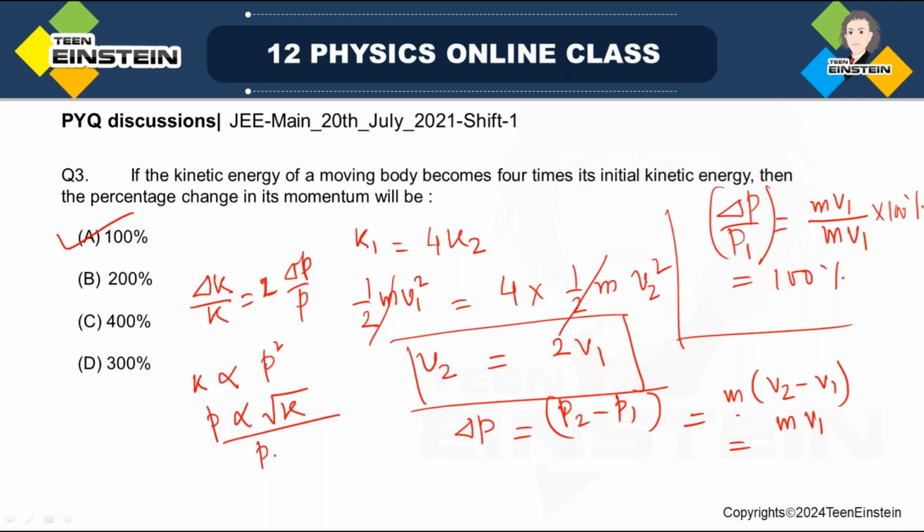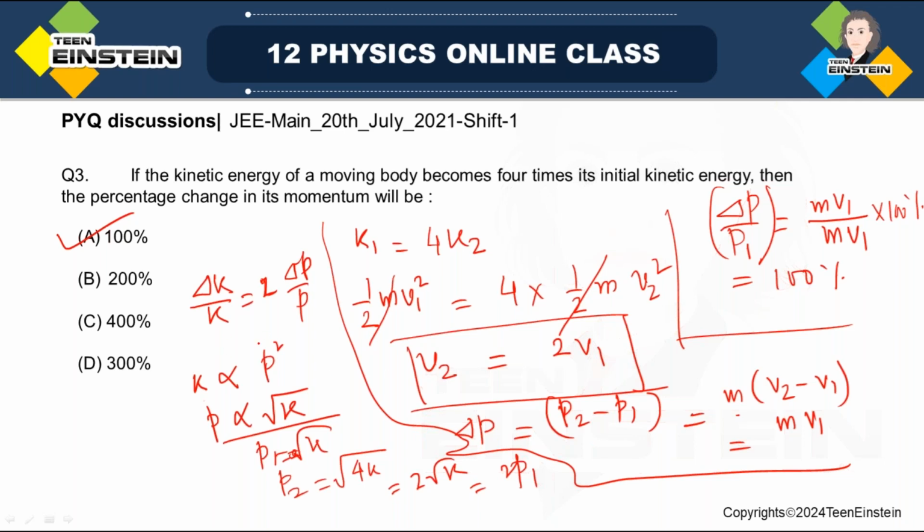So if p1 is root over k, p2 will be root over 4k, that means 2 into root over k. So this is nothing but 2p1. This way we had to go. All right, so anyway we have already solved this here. You can go in the simple way itself. So 100% will be the answer actually.